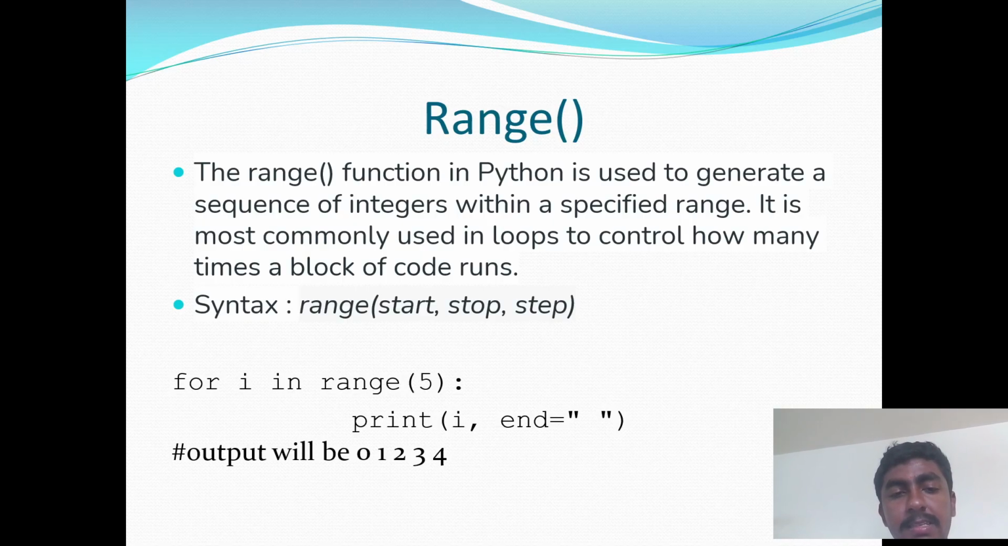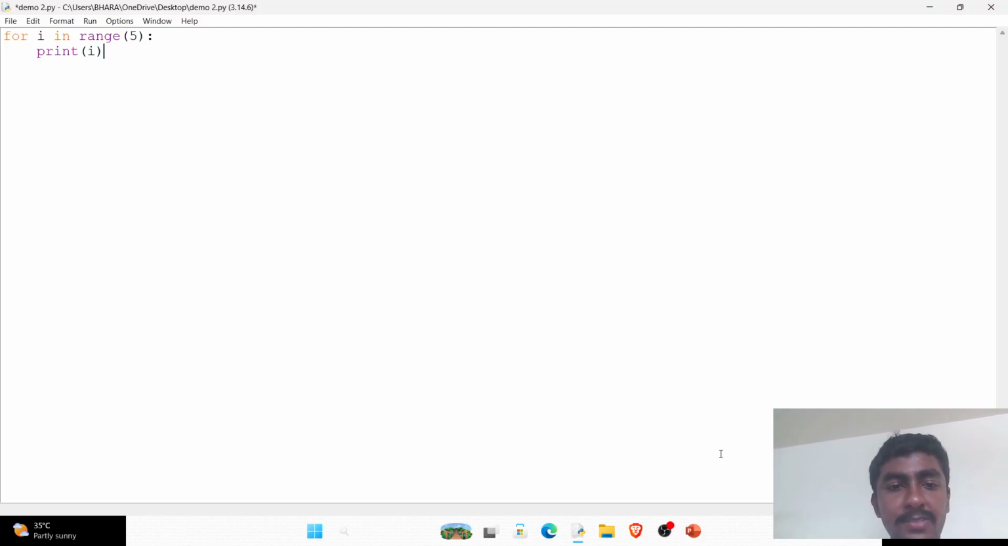So remember, range creates the numbers. The for loop uses those numbers. Many beginners think both do the same job, but they don't. Each has a different responsibility. So let's start with the simplest form, range stop. As we have already made this code, we already know what the output will be. It will be 0, then 1, then 2, then 3, then at last 4.